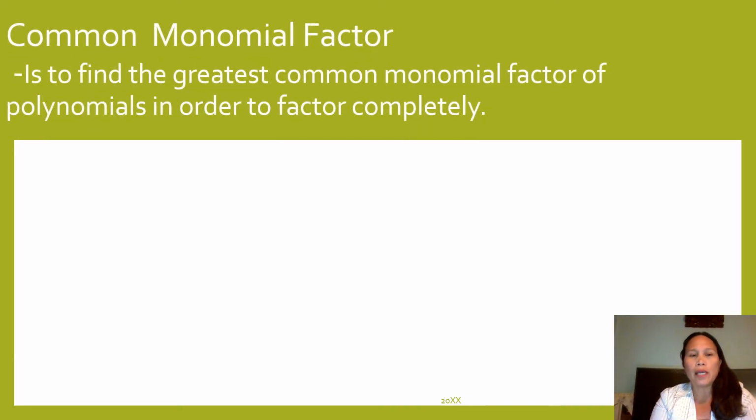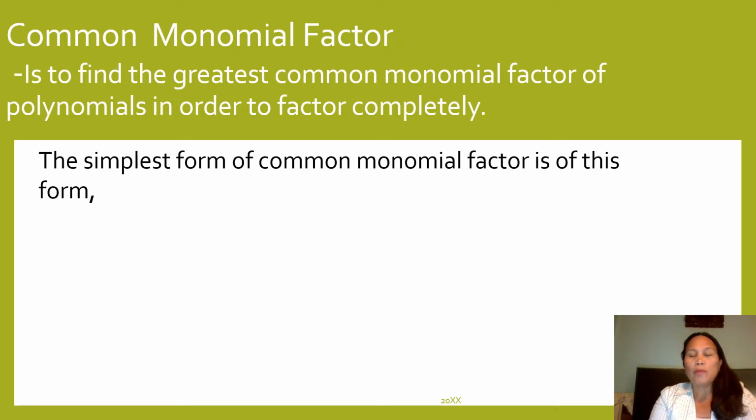Now, our goal for today is to find the greatest common monomial factor of polynomials in order to factor completely. This is the simplest form of common monomial factor. Look at this one. This is AB plus AC is equal to A quantity times the quantity B plus C. You notice here, A and A, they have a common factor already. And we're just going to write that outside the parenthesis. And then inside the parenthesis is the remaining factor of the first term. And the next is the remaining factor of the second term.